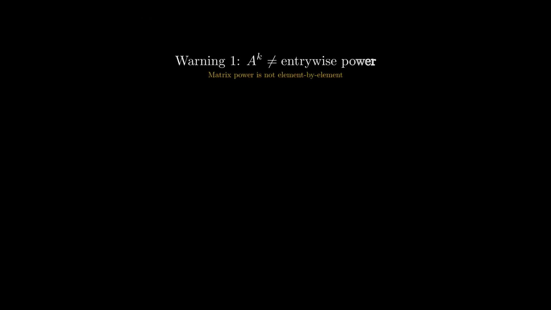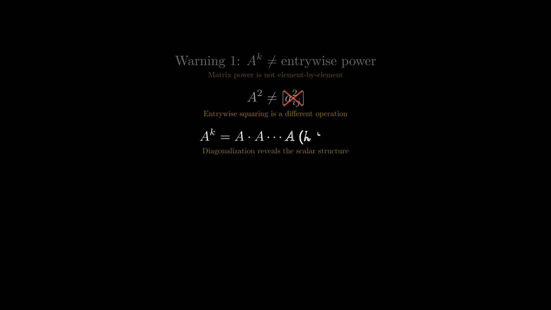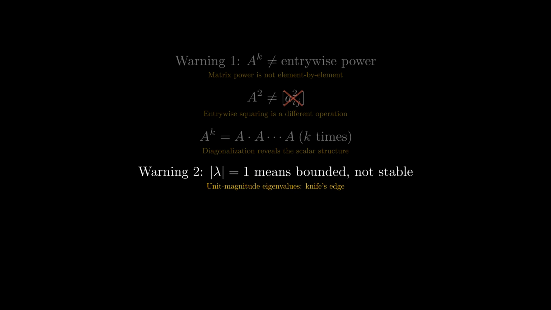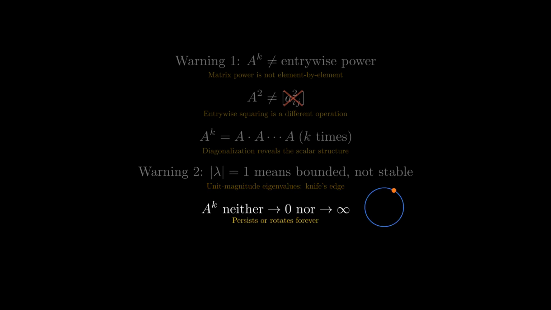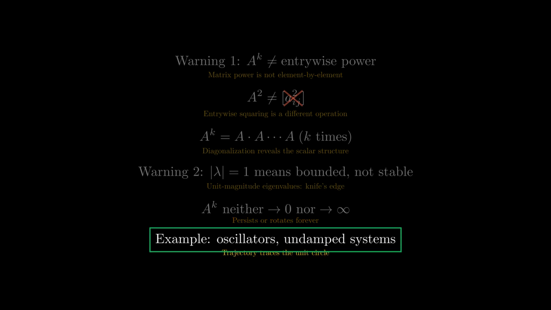Two warnings before we move on. First, A to the k does not mean squaring each entry of A. Entry-wise powers are a completely different, unrelated operation. Matrix powers mean repeated matrix multiplication, and the diagonalization is what exposes the hidden scalar structure underneath. Second, magnitude exactly equal to 1 does not mean stable, it means bounded. A to the k neither explodes nor dies away, it persists or it rotates forever. That knife's edge behavior shows up in pure oscillators and in undamped physical systems.